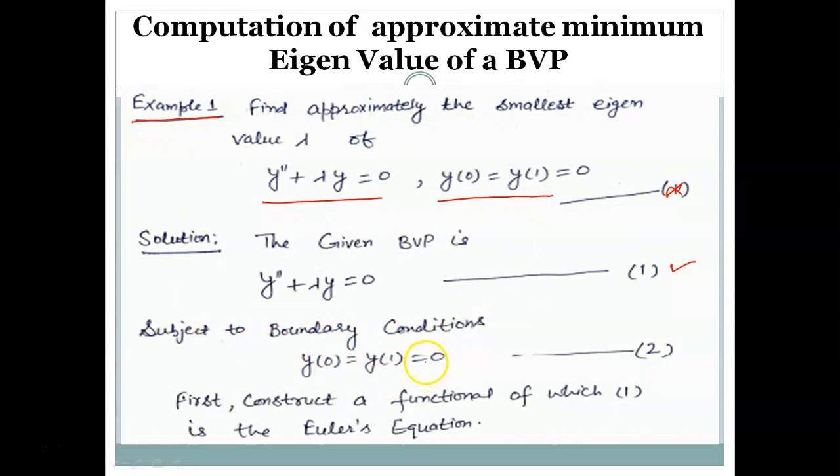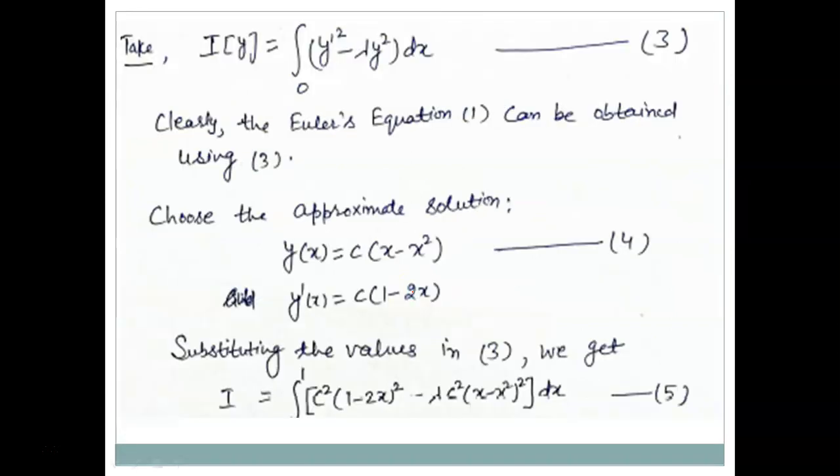As you know, in the Rayleigh-Ritz method, first of all we have to construct a functional of which this one is the Euler equation. For this, we take this functional, following the procedure we have already discussed in the Rayleigh-Ritz method. So this will be the functional. Clearly, Euler equation 1 can be obtained from this functional 3.